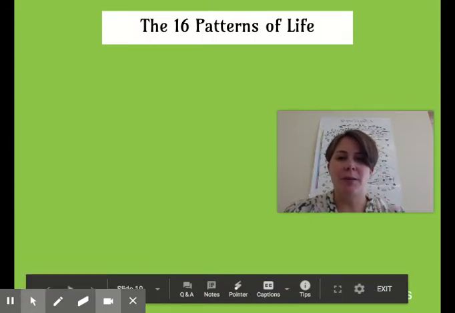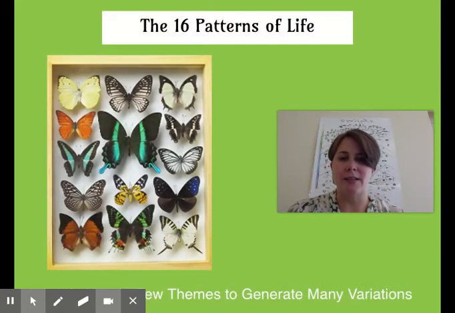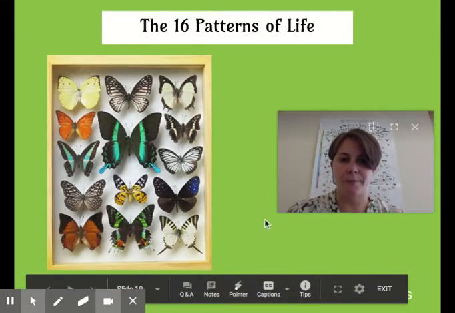Life uses a few themes to generate many variations. So life hangs on to what works. When cells divide, they do so in a limited number of patterns. These patterns exist in the larger organisms the cells make up. Life patterns tend to borrow from mathematical rules, so the golden ratio, similar proportions, Fibonacci spirals, and fractals are all mathematical rules that life follows.